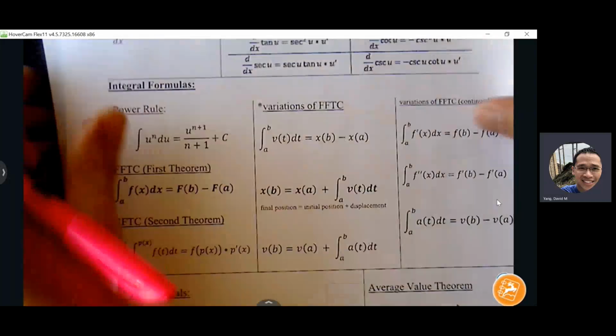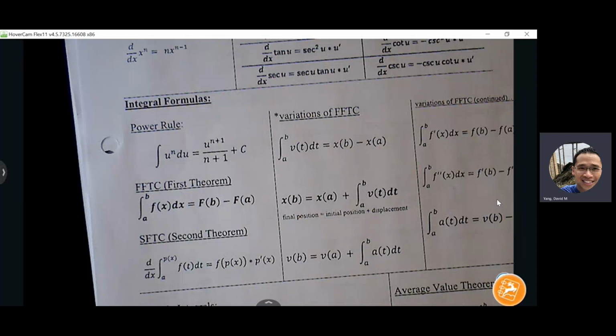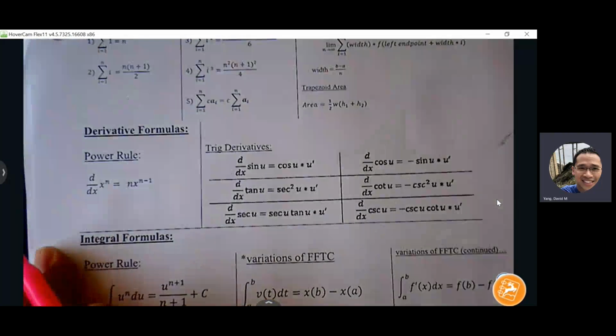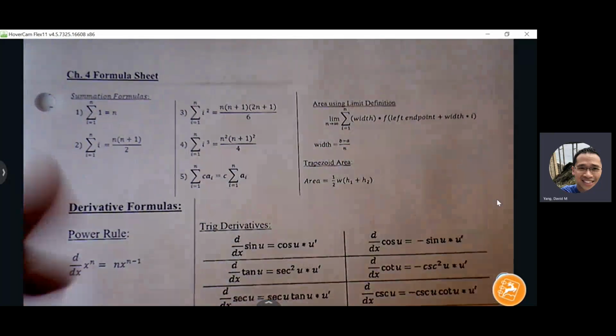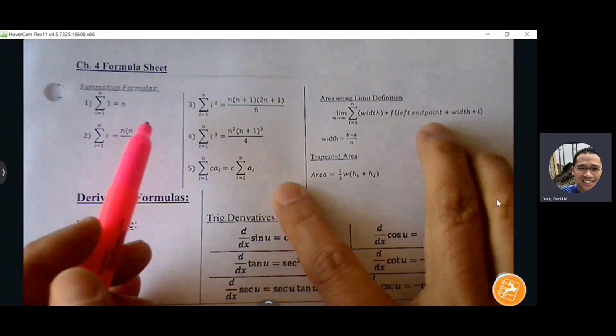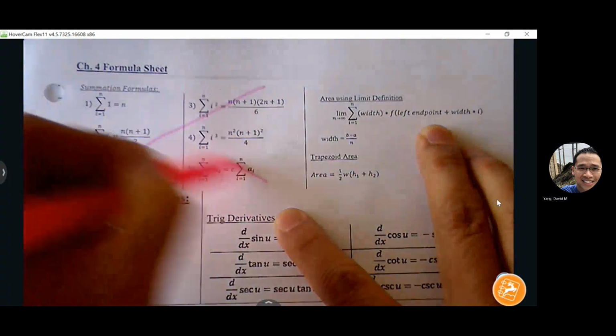Okay, you guys can turn to the formula sheet here. I want to talk about what we need to memorize and what we don't have to worry about. This is not a formula sheet that you get to use on the test. This is a formula sheet that you can use to study for the test. First thing is no summation formulas will be on the test, so this is out.